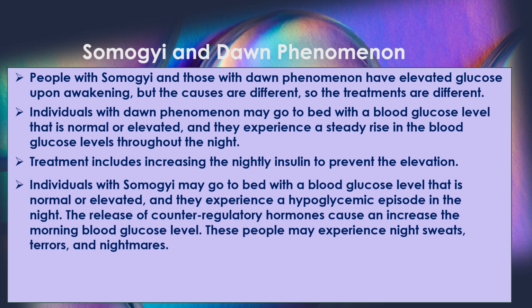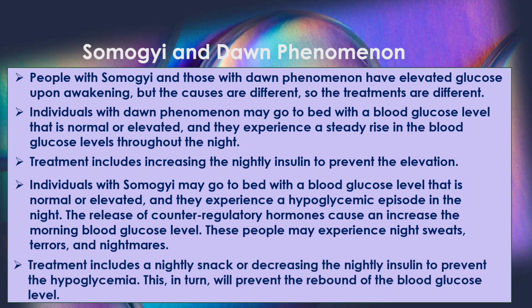Individuals with Somogyi may go to bed with blood glucose levels that are normal or elevated, and they experience a hypoglycemic episode in the night. The release of counter-regulatory hormones causes an increase in the morning blood glucose level. These people may experience night sweats, terrors, and nightmares. Treatment includes decreasing the nightly insulin and/or giving a snack to prevent the hypoglycemia. This, in turn, will prevent the rebound of the blood glucose level.